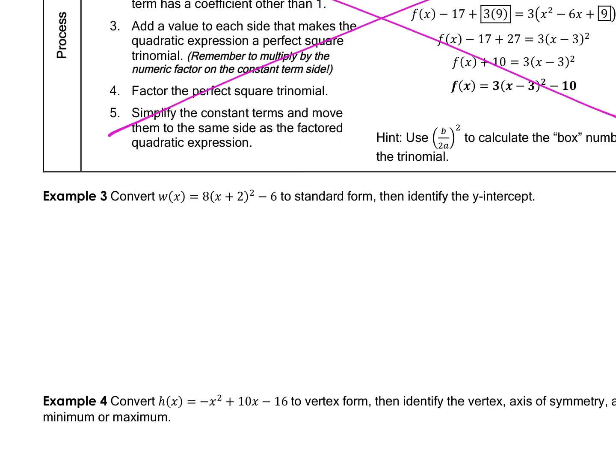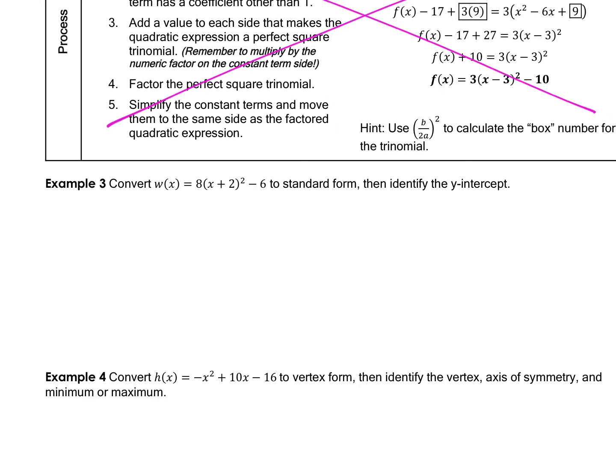So converting from vertex to standard, I need to first write out x plus 2 twice because it says squared. I want it to be in standard form.